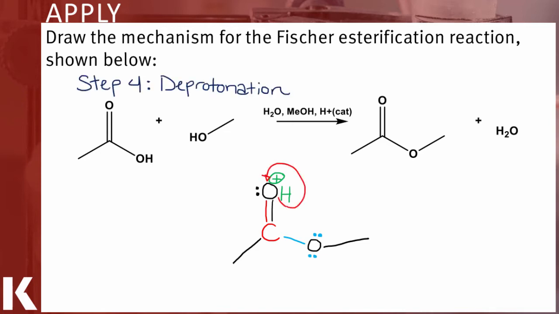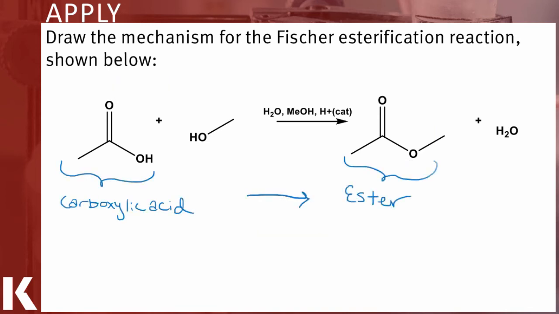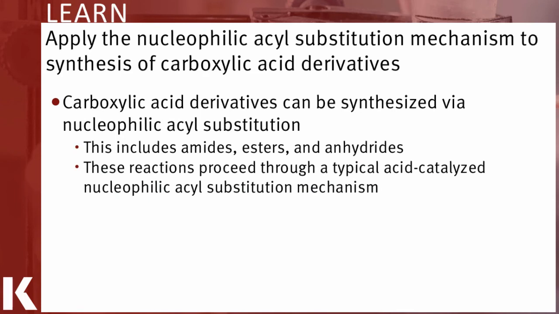Just like in the addition step, hydrogens are easy come, easy go in an acid-catalyzed reaction. So oxygen is going to take back its electrons from its bond with hydrogen, and hydrogen is going to go away, and you'll be left with an electrically neutral product, and you'll have successfully turned your carboxylic acid into an ester. To recap, many carboxylic acid derivatives can be created using an acid-catalyzed nucleophilic acyl substitution. This video showed you a Fischer esterification, but this mechanism also applies to amides and anhydrides.